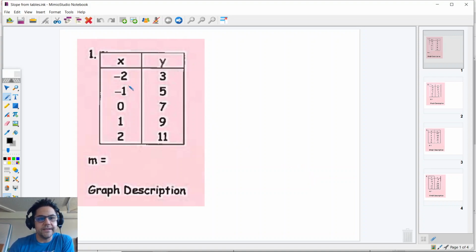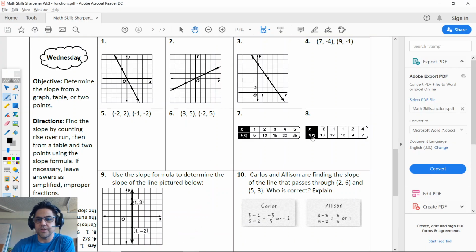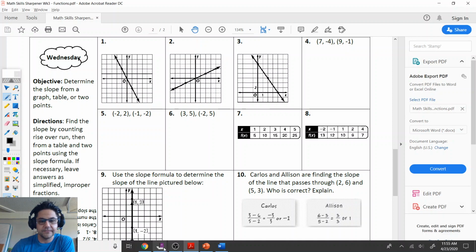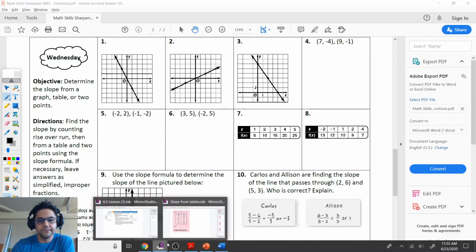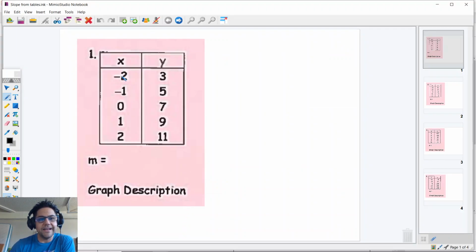So if you notice, we're going to talk about the increase. It doesn't matter if it's presented that way or horizontal. You're starting with your x. So for my x, I've got -2, -1, 0, 1, 2. So this is all going to be +1. And then my y, 3, 5, 7, 9, 11, that's all going to be +2.